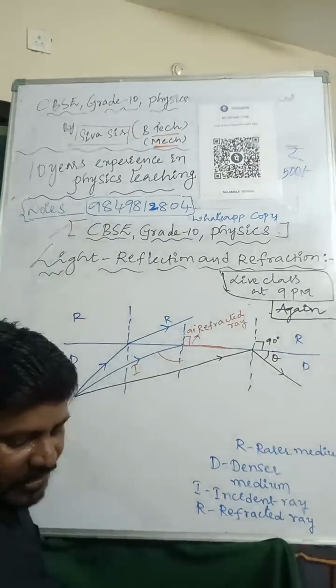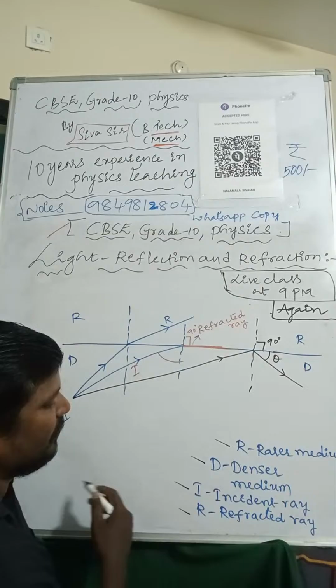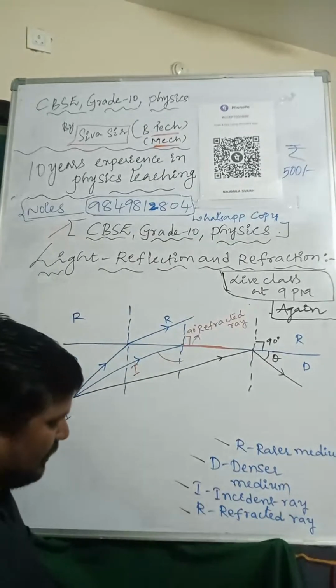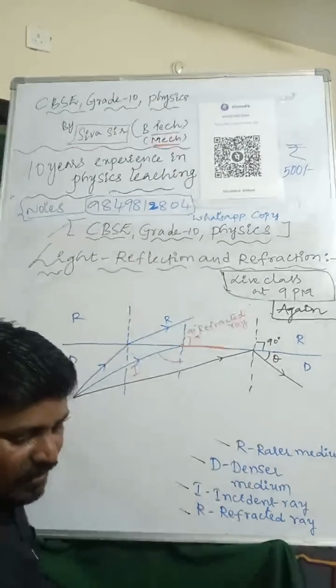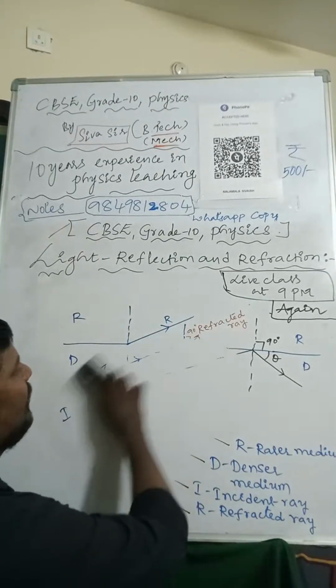Okay, so these are the points: rarer medium, denser medium, incident ray, refracted ray. So that is about critical angle.